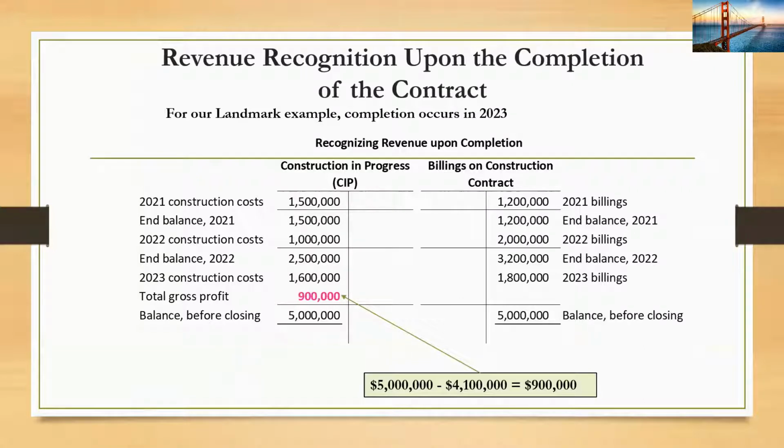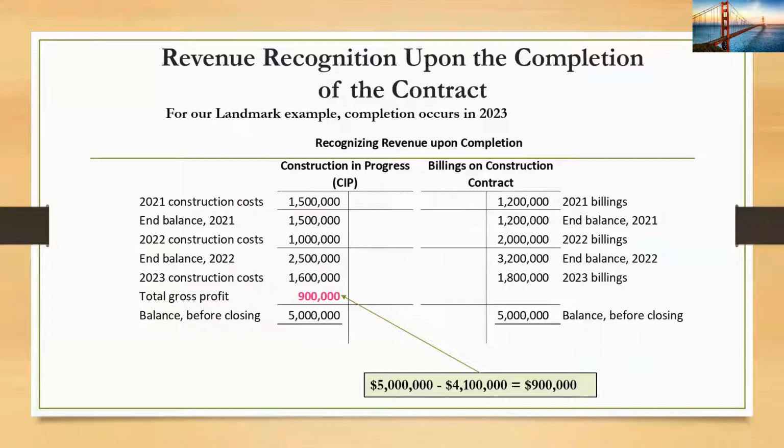As you see here in these T accounts, completion occurs in 2023 for the Landmark company. Prior to then, CIP includes only costs, showing a cumulative balance of $1.5 million and $2.5 million at the end of 2021 and at the end of 2022, respectively, and totaling $4.1 million. That's the 1.5, the 1 million, plus the 1.6, which is where you get the 4.1, when the project is completed in 2023.